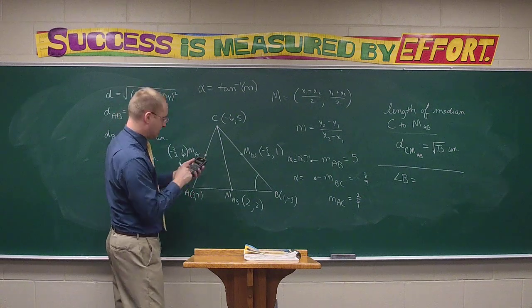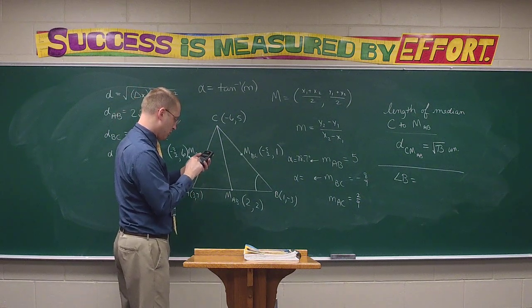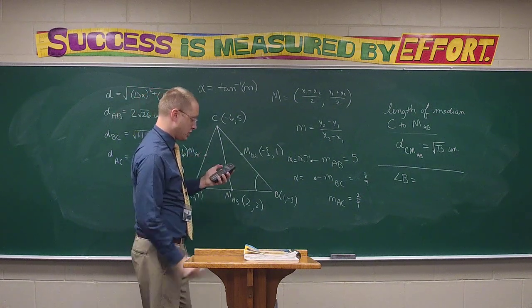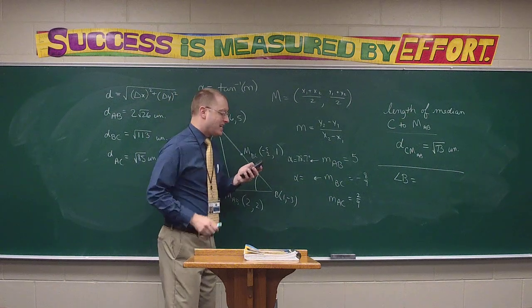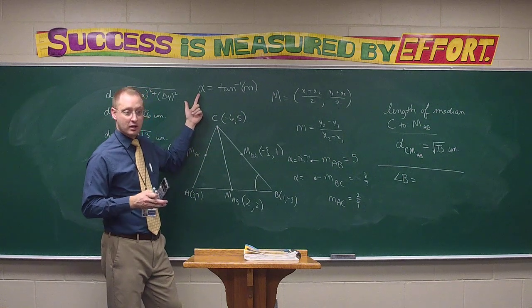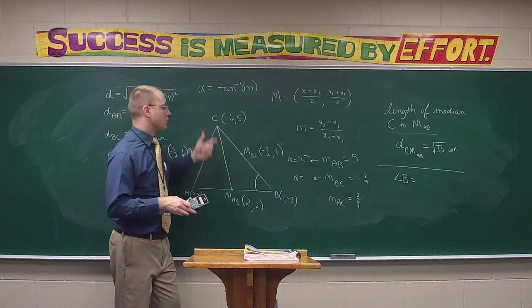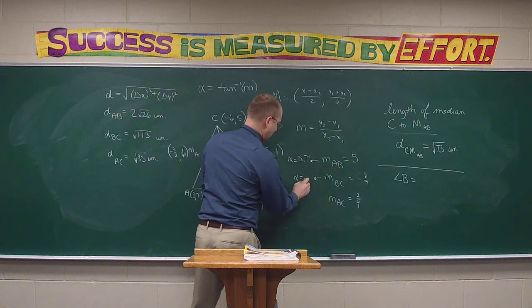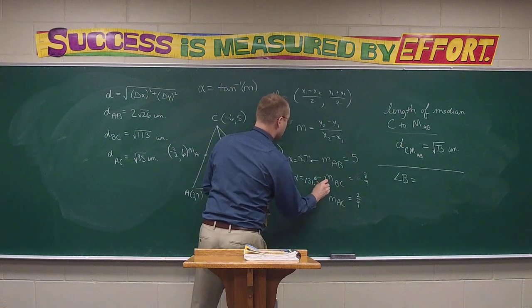And then for BC, what do we get for the angle of inclination? 31.2. Initially a negative 48, right? But remember, alpha is always between 0 and 180. So I've got to add the 180 here to get 131.2 degrees.